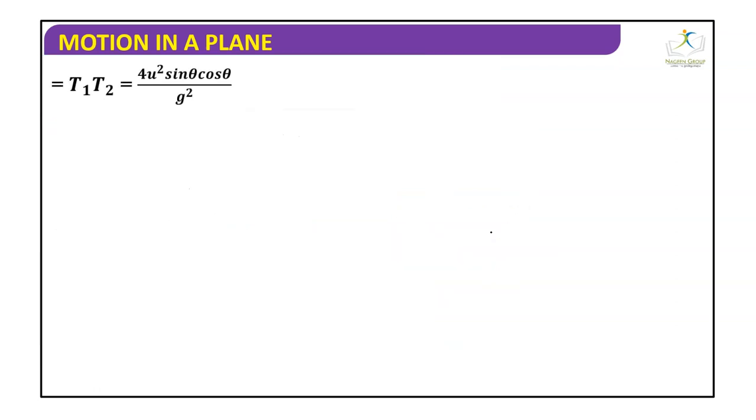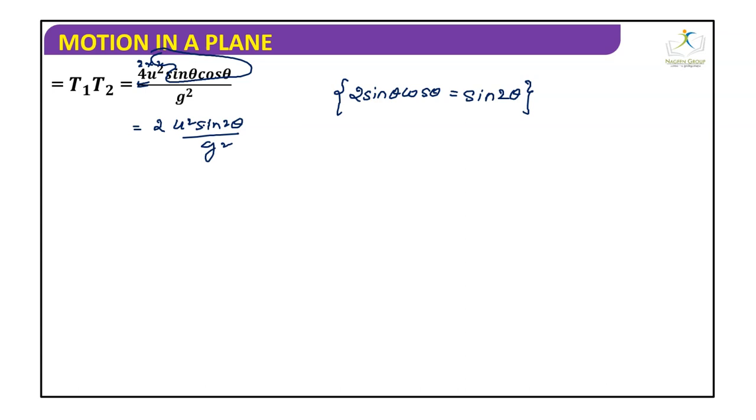In this case T1 T2 means 4u square sine theta cos theta by g square. We know that 2 sine theta into cos theta is equal to sine 2 theta. So we can write a 2 here, 2 into 2, and I'll take the 2 in from this sine 2 theta by g square. Okay, so u square sine 2 theta by g is the value of R, so we can say T1 T2 is nothing but 2R by g.